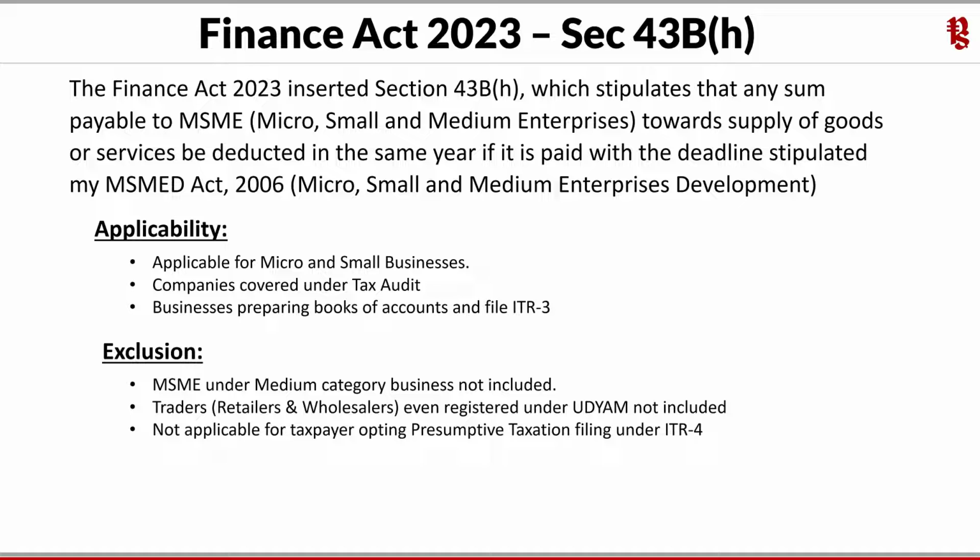Next, this section is not applicable for those taxpayers opting for presumptive taxation who are filing return under ITR 4, as under this section the need for maintenance of books of accounts is not mandated. Lastly, it is not applicable towards purchase of capital assets. If a business is procuring any capital asset from an MSME and there is any outstanding to the MSME on account of purchase of these capital assets, even if the outstanding is beyond the stipulated time, this is not going to be applicable.